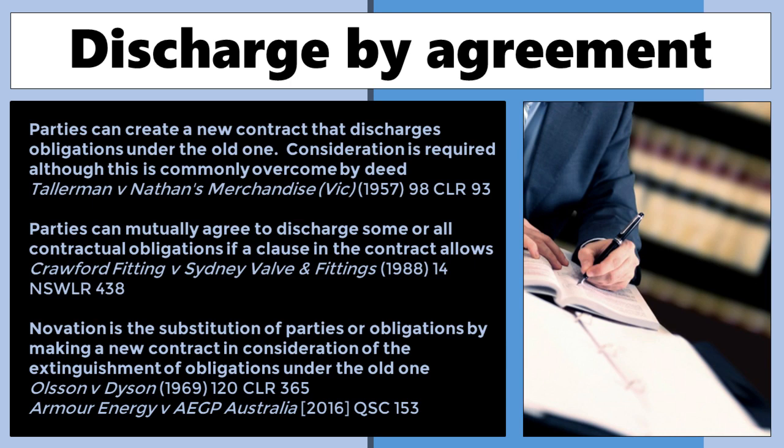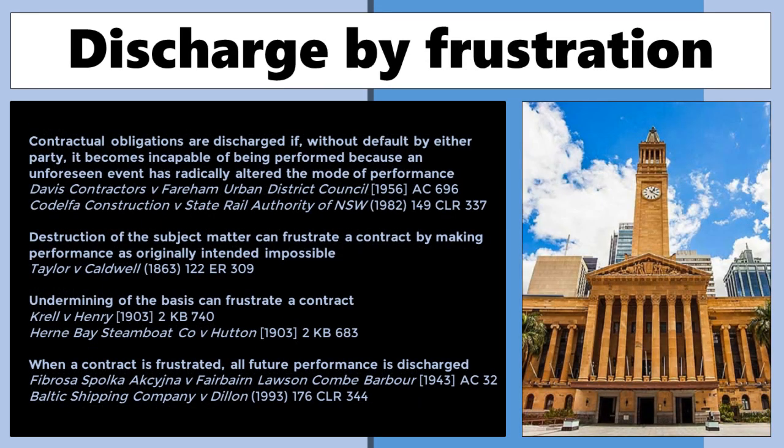So I'll say that again. If a supervening event that neither party foresaw and wasn't the fault of either party, either completely or radically alters the mode of performance of the contract, or fundamentally destroys the subject matter, it discharges all contractual obligations from that point going forward. Okay? This is called the doctrine of frustration.